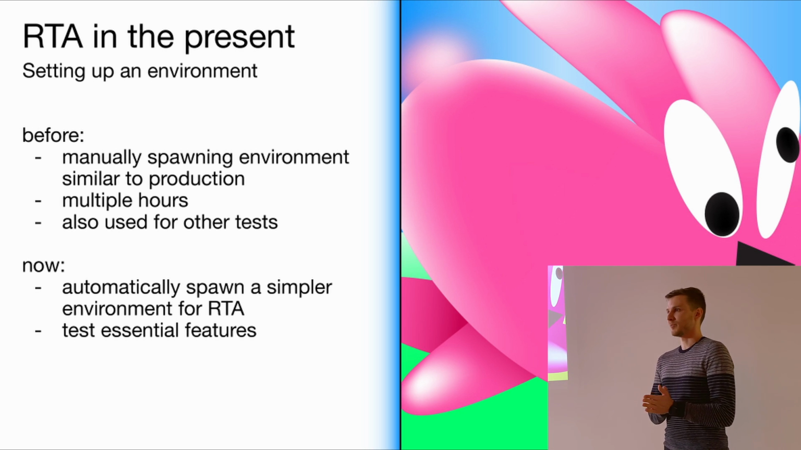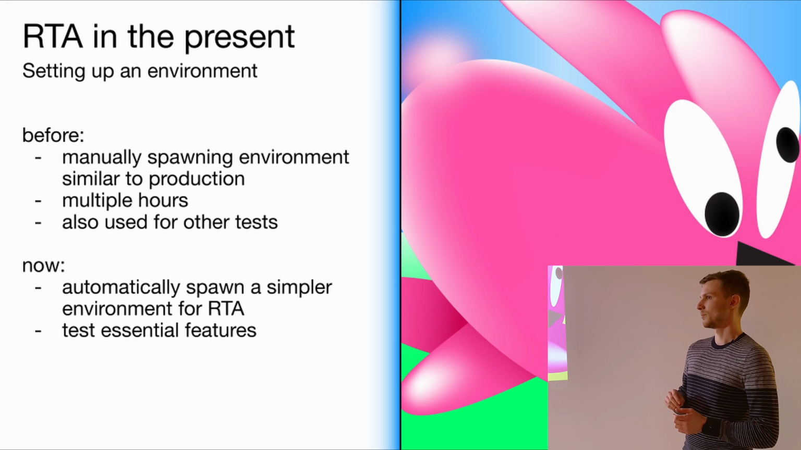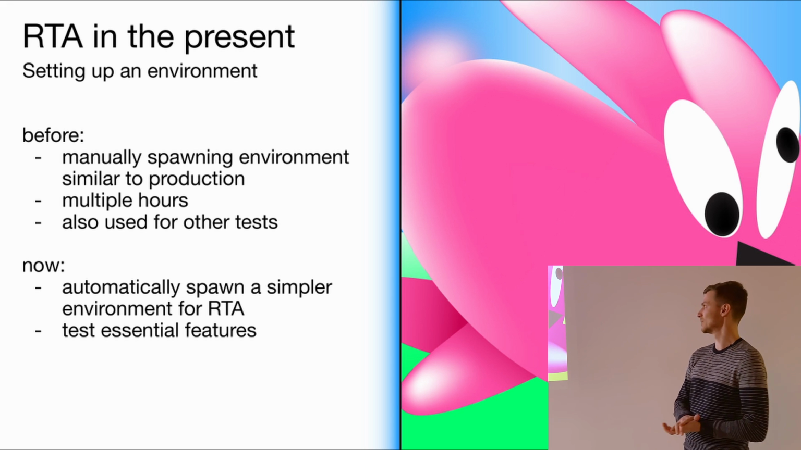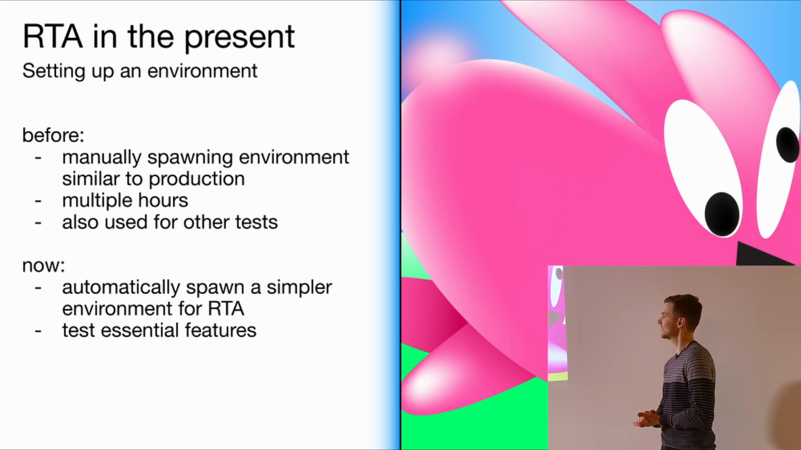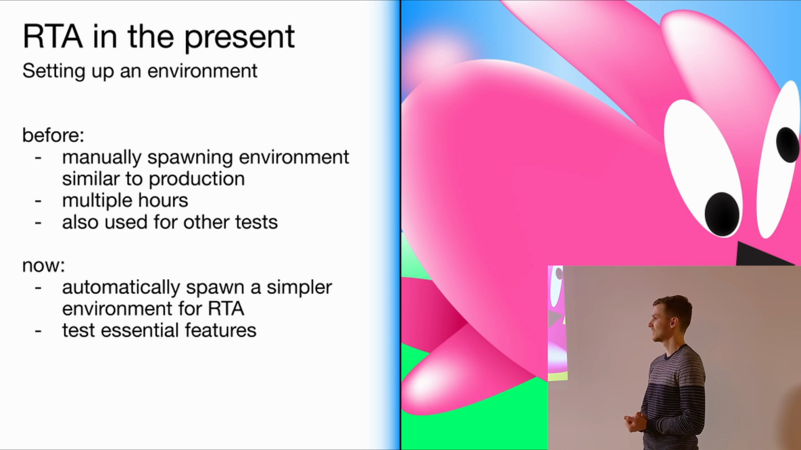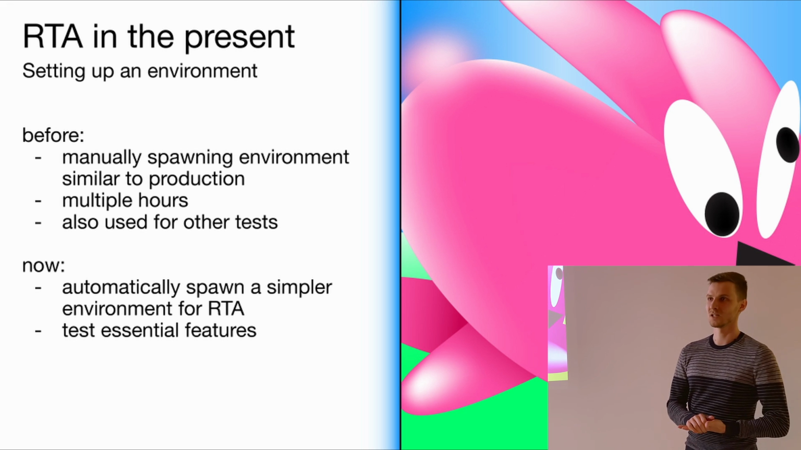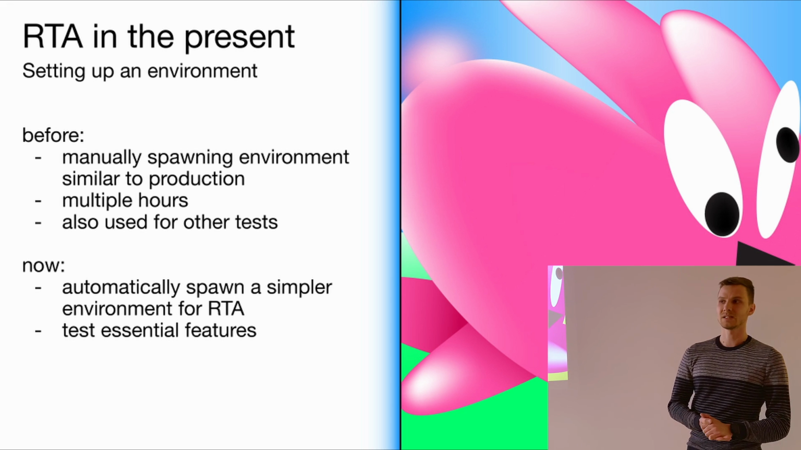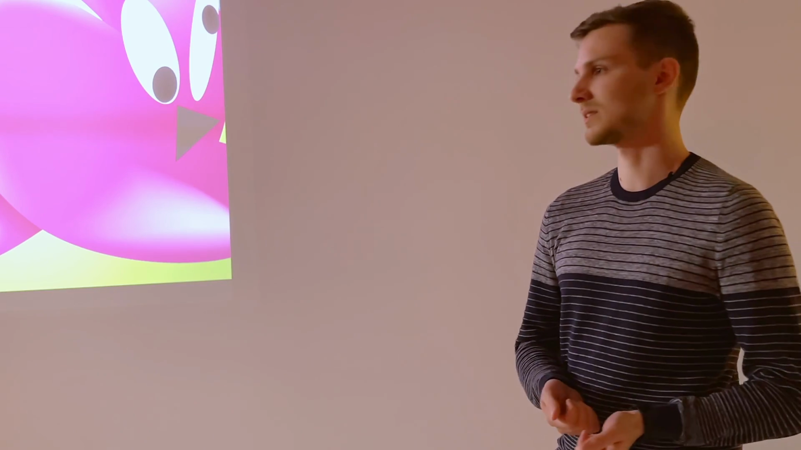So setting up an environment in this case means the environment where the Celtra app lies. We have multiple servers, and before, for the pre-deploy, we manually set up a staging environment, which was pretty similar to production. It took multiple hours, or at least a day, sometimes, to spawn. It was also used for some other tests, like analytics. We realized that for RTA, we don't need that. We can just spawn a simpler environment from our CI provider automatically, and the other tests will be executed somewhere else. We don't care about this. We just care about RTA, and other people care about other tests. In this simpler environment, we can just execute the essential features that RTA is supposed to test, and it is good enough for us. So this is 1 down and 2 to go.